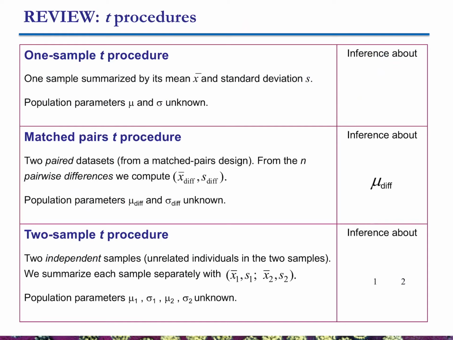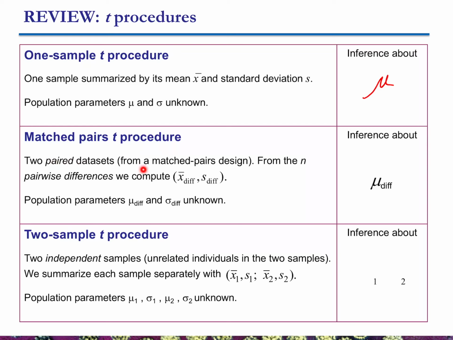All right, so let's review our t procedures here a little bit. So, one sample t procedure. That was in chapter 17. There, we are doing statistical inference about a population mean, right? We have one sample summarized by its mean and the standard deviation, s, and we're using that to infer something about the population mean and the population standard deviation, neither of which are known.